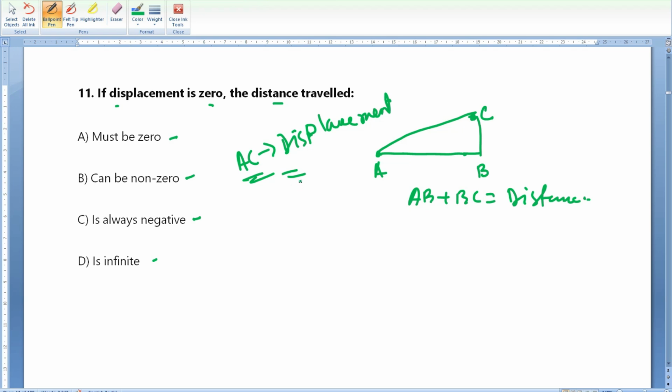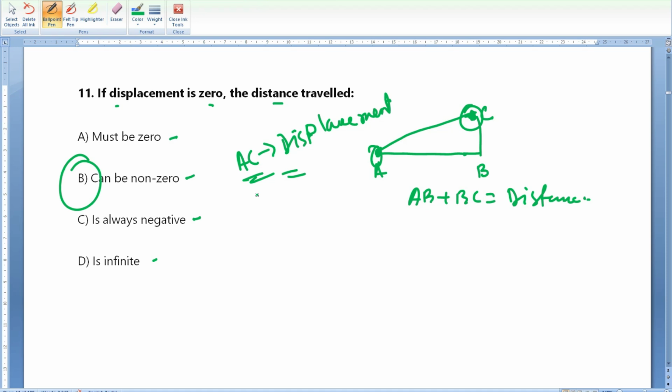Since distance is the total length of path traveled by an object and displacement is the shortest straight line distance between the initial and final position of the object, here the answer is option number B, can be non-zero. Sometimes displacement may be 0, otherwise displacement is non-zero, but it is not a must that it is 0.